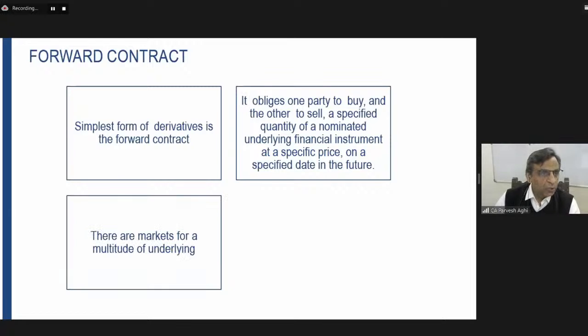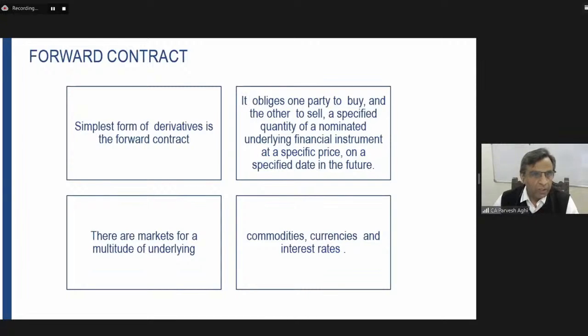There are markets for a multitude of underlyings: commodities, currencies, stocks, interest rates. These are the various types on which you can enter into a forward contract. But in this chapter and the following chapters, we will cover only currency and nothing else.